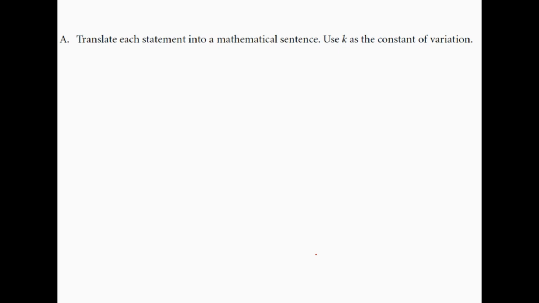So what you're going to do is to translate each statement into a mathematical sentence. So use K as the constant of variation. So the variable K is the one we always use as the constant of variation. Now, let's start with number 1. P varies jointly as Q and R. So, use the available variables in the sentence. So, that's why we have P equals K, Q, R.